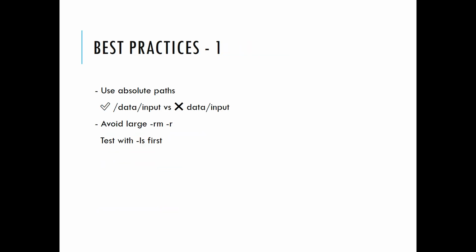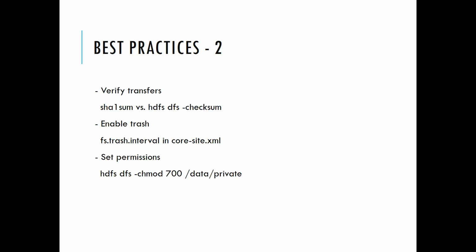To avoid common mistakes, always use absolute paths like /data/input instead of relative ones like data/input. This ensures consistency across scripts and environments. Avoid large recursive deletions like rm -r unless you're absolutely sure. Always test with ls first to verify what you're about to remove. When transferring files, verify integrity by comparing local checksums with hdfs dfs -checksum. Enable trash in your configuration by setting fs.trash.interval in core-site.xml, which acts like a safety net before files are permanently deleted. Lastly, enforce strong permissions such as chmod 700 for sensitive files to prevent unauthorized access.